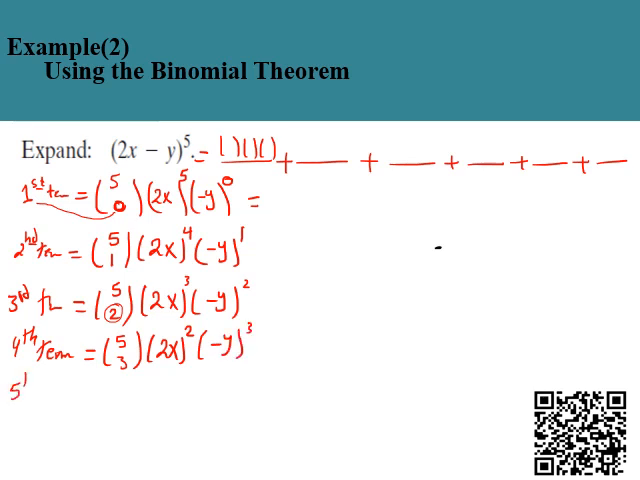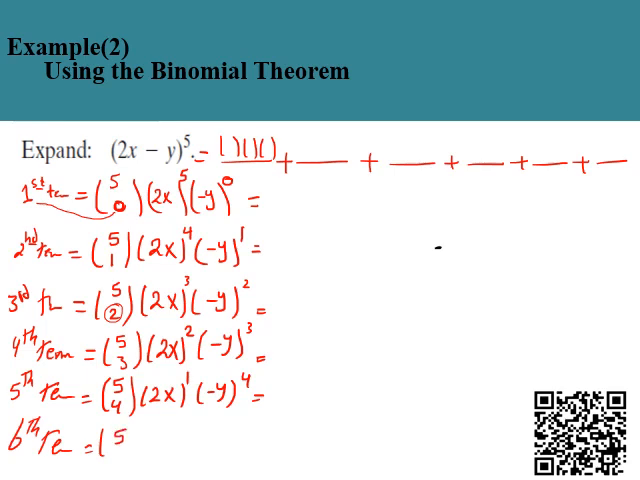Fifth term, 5 and 4, or 5 above 4, 2x to the power of 1, and negative y to the power of 4. Finally, the sixth term, 5 and 5, 5 above 5, 2x to the power of 0, the difference between 5 and 5, and negative y to the power of 5.